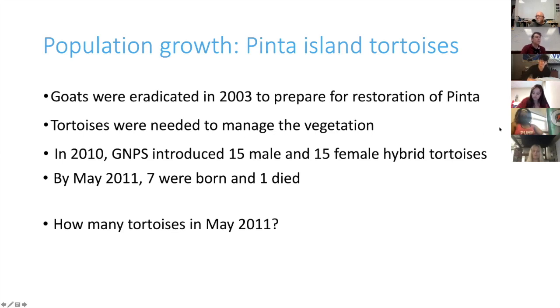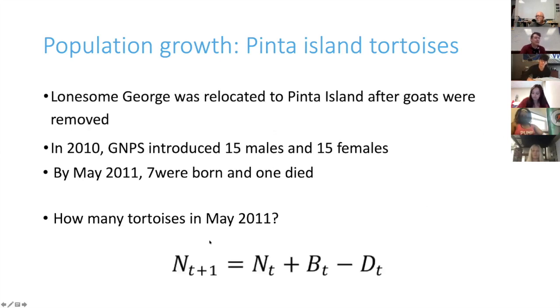Good, so probably this is the math you did. 30 is this value N_t, so that's the population size at time 0. That's the initial population in 2010. Then you added 7, and you subtracted 1, and you got 36 for a year later, t plus 1, 2011. So population size, births, and deaths for a given time.